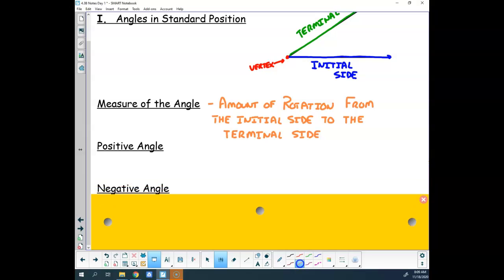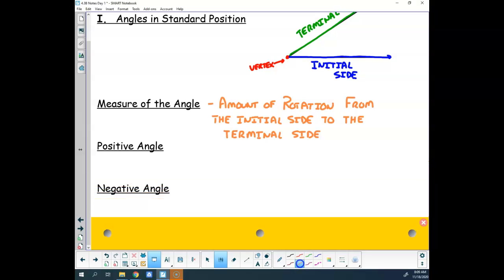We've done a little bit of positive and negative angles already. A positive angle would have counterclockwise rotation. And a negative angle would have clockwise rotation.